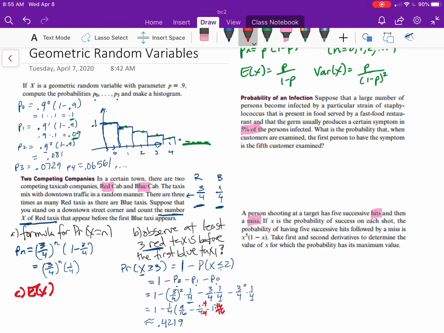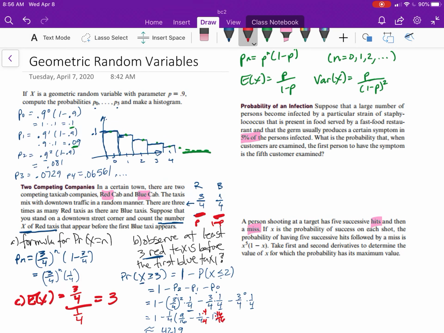So E of X is p over 1 minus p. So 3/4 is p, the probability of seeing a red, over 1 minus p, which is 1/4. Like I said, these two probabilities always add up to 1. If that's p, that's 1 minus p. So 3/4 divided by 1/4, we could reciprocal and multiply, or just cancel the 4s. We'd get 3 over 1, which is 3. So the expected value in this example, the average number of red taxis prior to seeing the first blue, would be 3, which kind of makes sense.